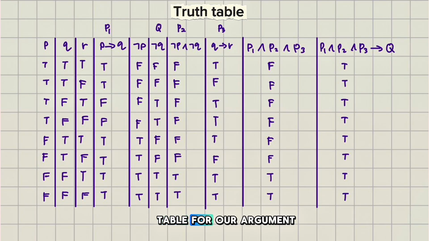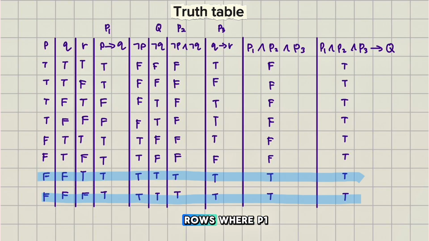Next is the truth table for our argument. This table shows all possible values for P, Q, and R together with the premises and conclusion. We focus on the rows where P1, P2, and P3 are all true because the argument is P1 and P2 and P3 implies Q. When all the premises are true, we check Q. If Q is true, then the implication is true. However, if P1, P2, and P3 are all true, but Q is false, then the implication becomes false. Therefore, our argument is valid because it is a tautology.